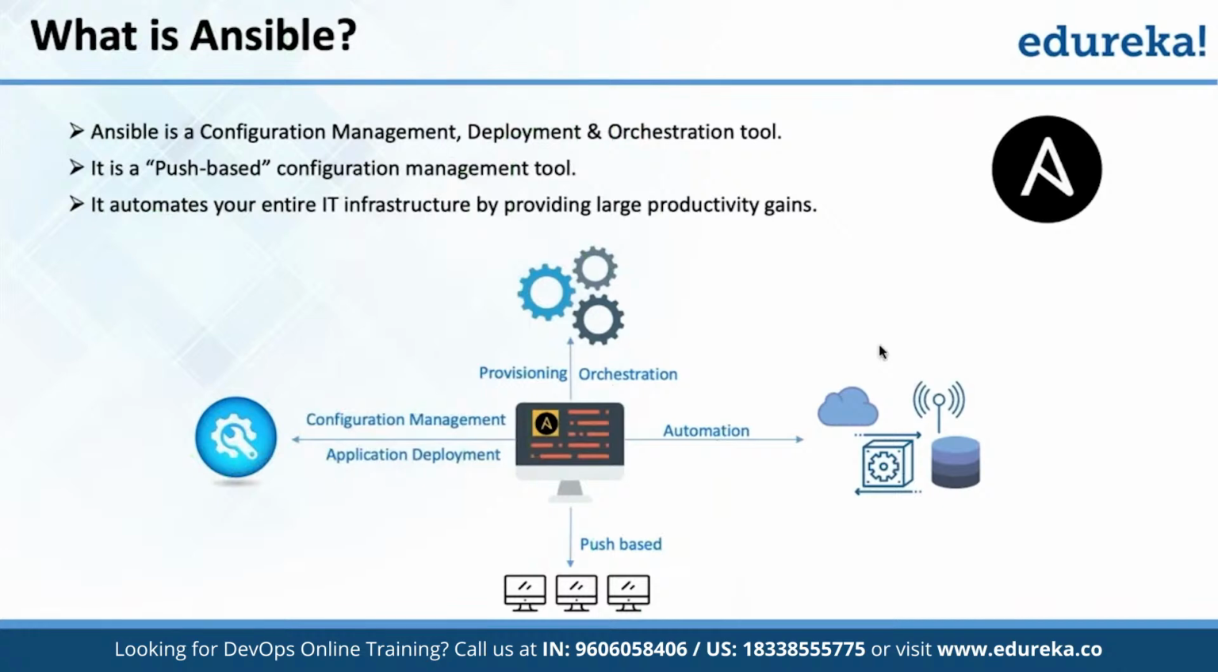To communicate between the master and slave node, Ansible uses SSH, with public-private key sharing. So we establish authentication using SSH. That is how Ansible works, guys. So this was in brief about Ansible architecture: what it is and how it communicates between master and slave node.